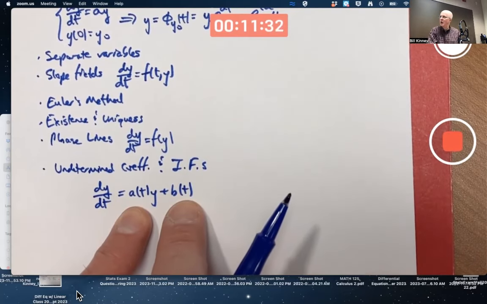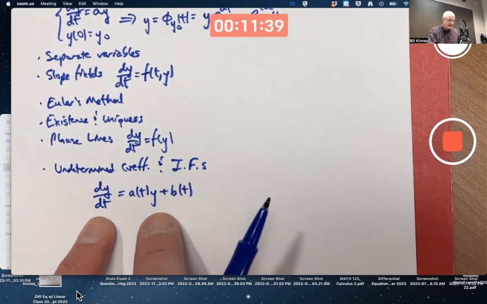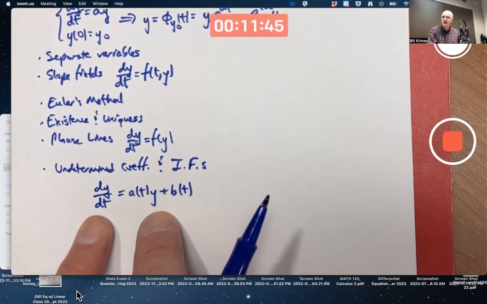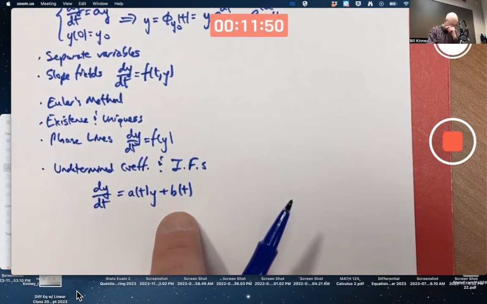A of t and b of t don't have to be linear functions. The reason this is a linear equation is because it's linear in dy/dt and y. Neither of those things is being squared or cubed or square rooted, right? It's a plain dy/dt and a plain y. That's why this is a linear differential equation.